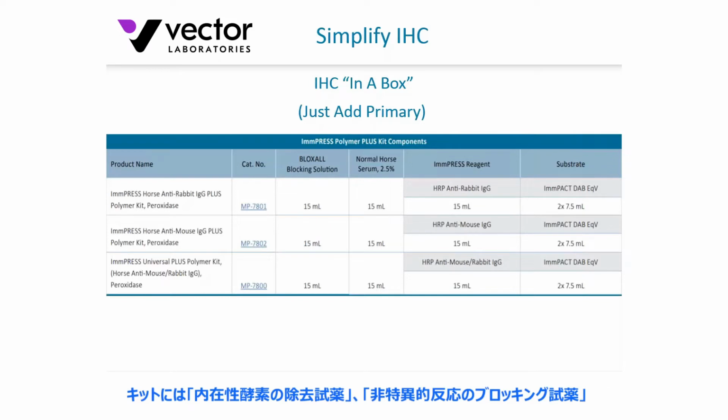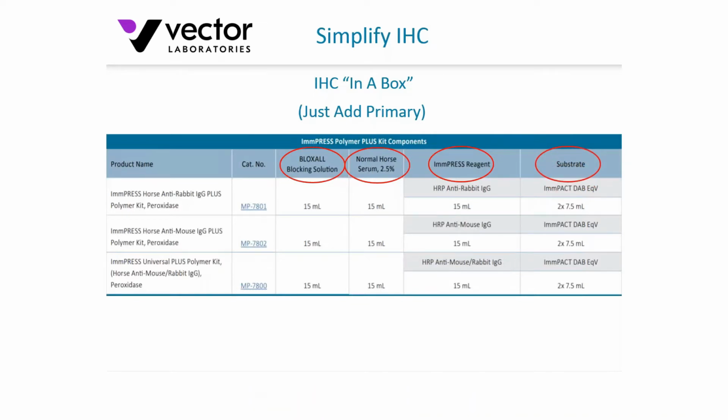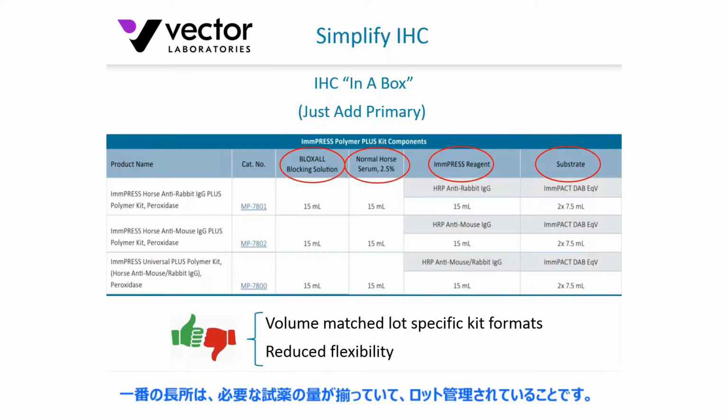So these are examples of some of the complete or comprehensive kits, whereby it includes an enzyme quenching reagent, a general protein block, a secondary detection reagent with the enzyme conjugated to it, and a substrate. So this is a complete kit format. Now here's a couple of pros and cons with these comprehensive kits. Number one, a great pro or advantage is their volume matched, lot specific kit formats. You're not scrambling to try and grab reagents from different vendors and piece it together. So it reduces optimization in that regard.